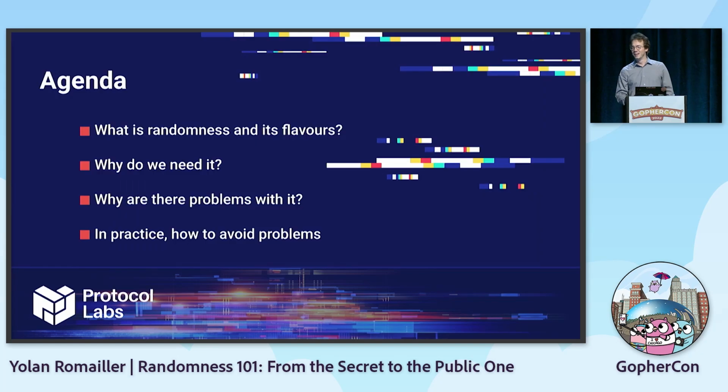So here I am. So today we'll be talking about randomness. So what is randomness and what kind of randomness there is. Then we'll see why we need randomness, what kind of problems we have with randomness, and in practice, how to avoid these problems. So full disclosure, I like to work with math and cryptography. So it will be mostly about using randomness in a cryptographic context. It won't be about using randomness for simulation or data sciences.